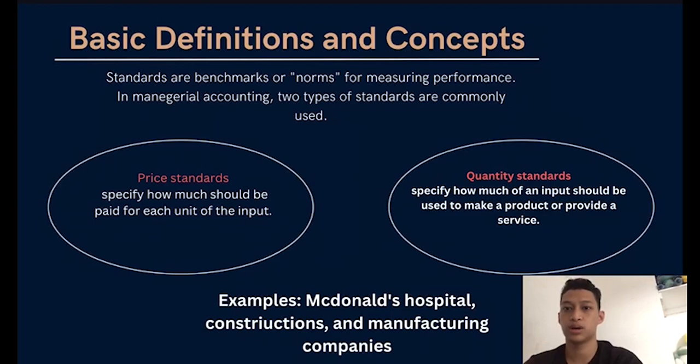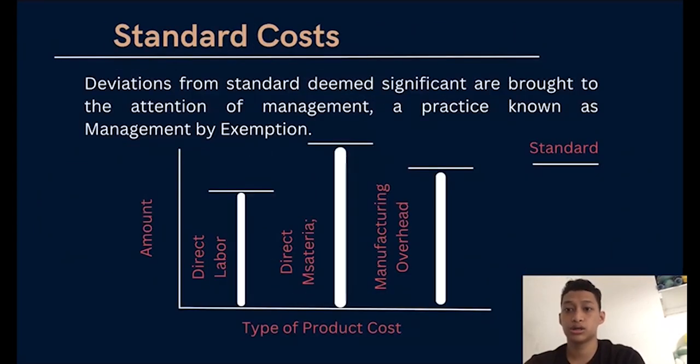And then once we have our standards, we can employ something called management by exception, and that's when we compare our actual results with our standards. So if our standard is the white line, anything over that would be more than the predicted, and any deviations that are significant would then be brought to the attention of management as exceptions.